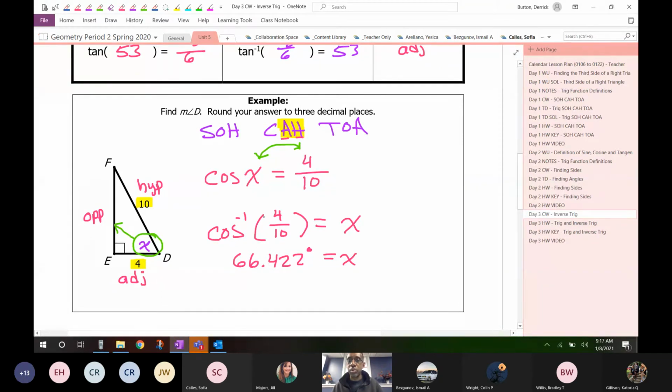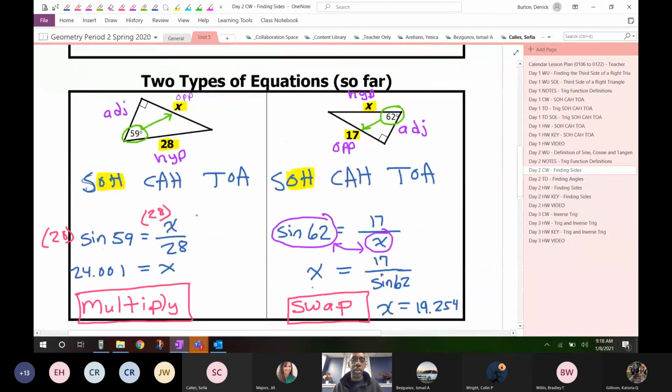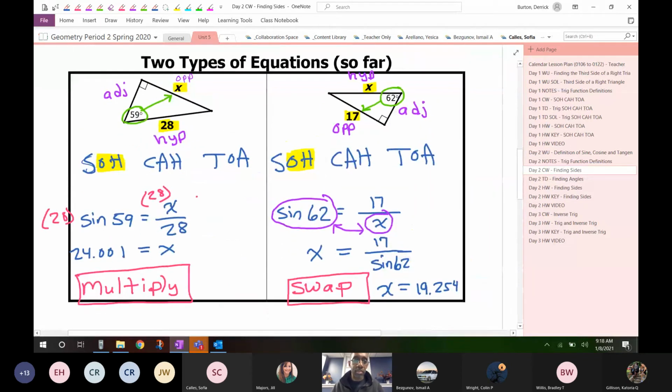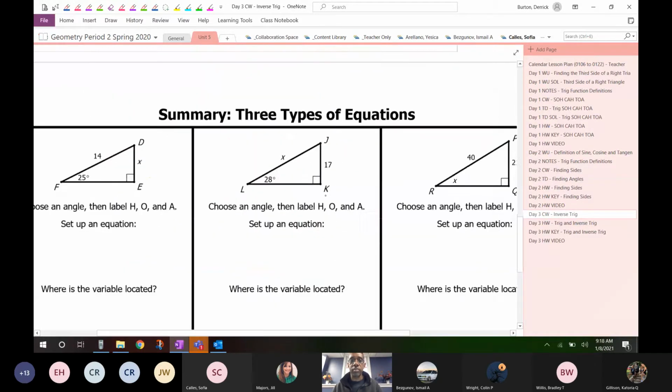Okay, so this is a new situation. If you look back to yesterday's classwork, we decided we had these two situations. When the variable is in the top, you multiply. When the variable is in the bottom, you swap. Now, this is the third and final situation. When the variable is inside the trig function, you do the inverse. So go ahead and write down inverse really big right here. All right, this is the third and final situation.